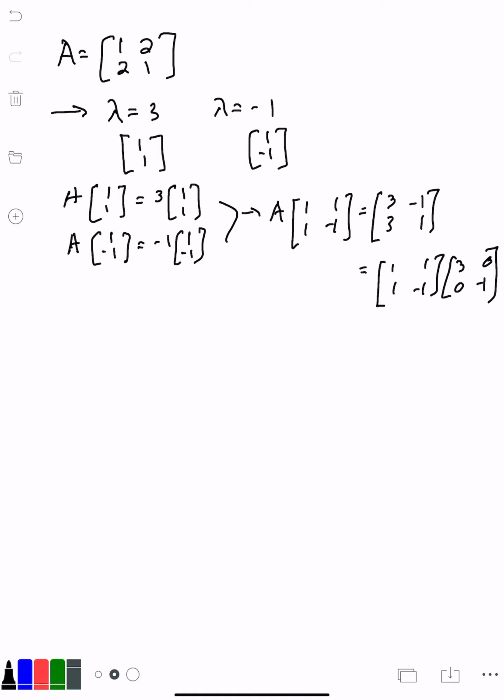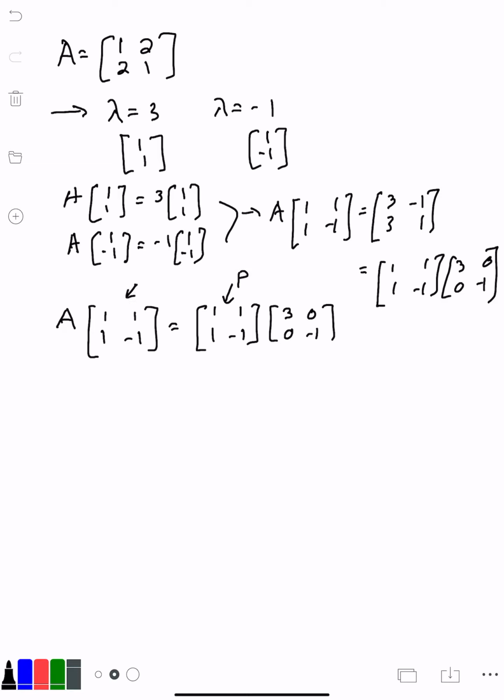So basically what I see is if I take A times the matrix [1, 1; 1, negative 1], it equals the matrix [1, 1; 1, negative 1] times [3, 0; 0, negative 1]. And if I call this matrix P here, this is the same P over here, and what I can do is multiply by P inverse to cancel this part out.